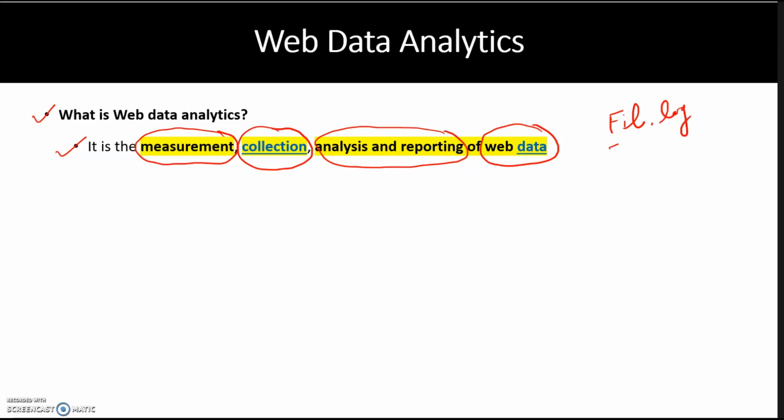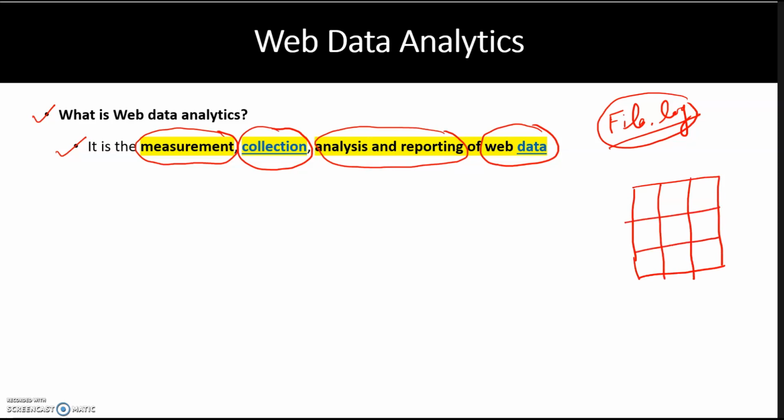Suppose you have file.log as your web data, a web file, a log file, and it has some content. The structure is something like this. It has columns, it has rows. So these are rows, these all are columns, and an individual cell can be referred to as a field. So we would like to process rows and fields for analyzing something.